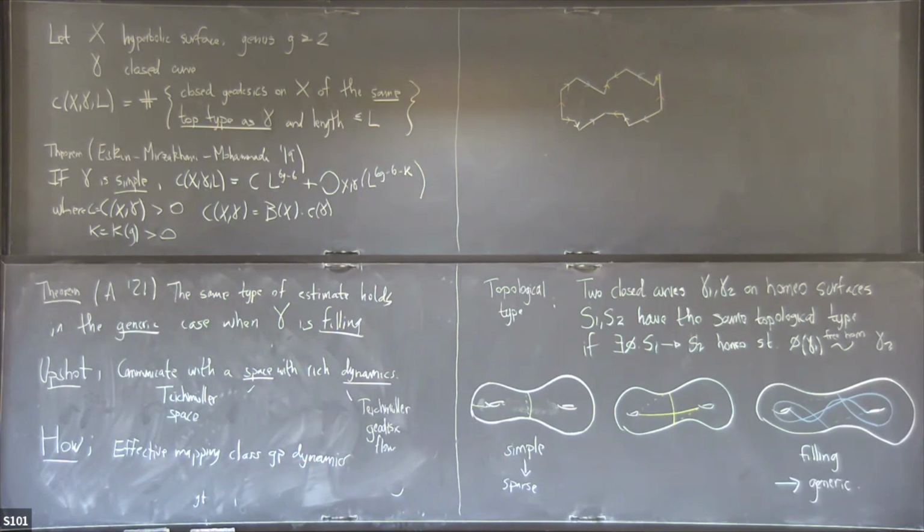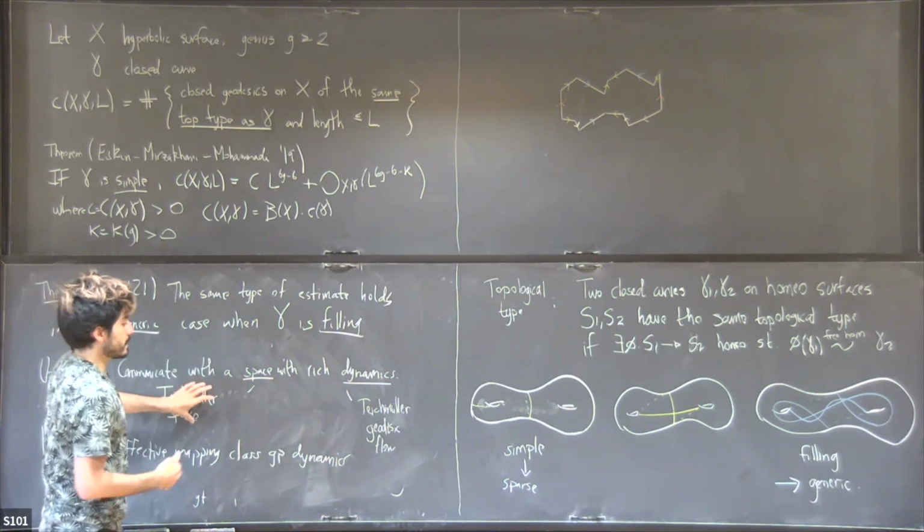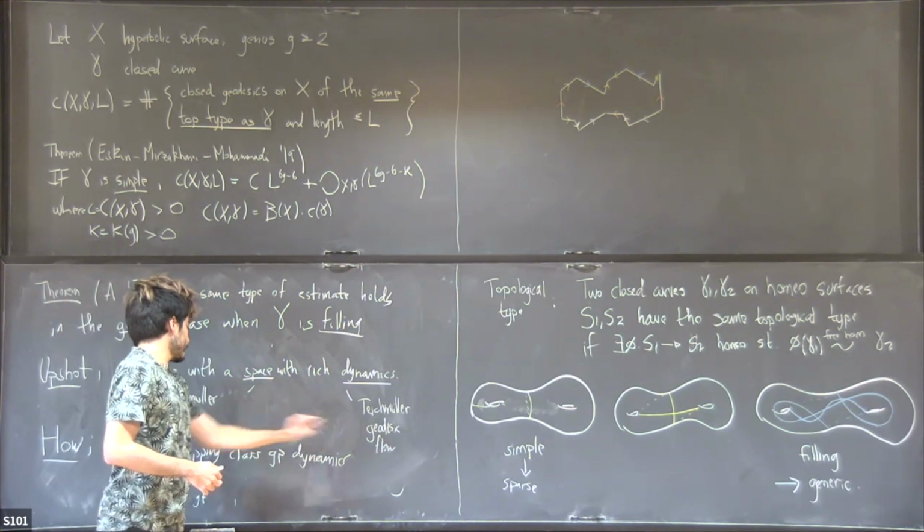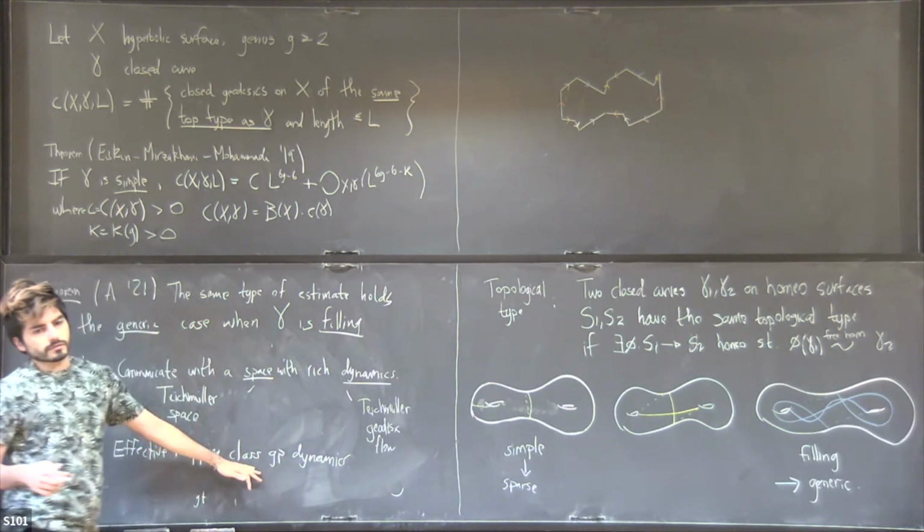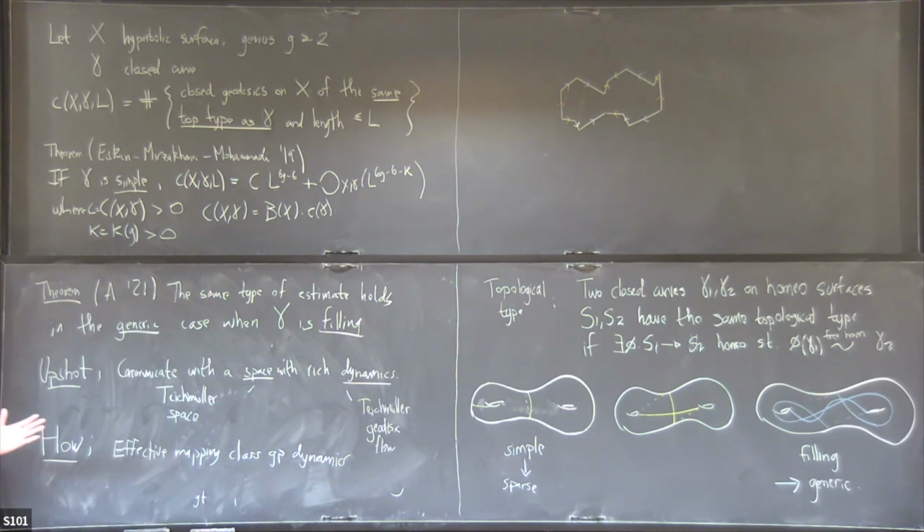And what I want to do now is explain what point of view I want to take on Teichmüller space. I'll tell you a bit about the Teichmüller geodesic flow, and I'll focus mostly on what these set of words mean. What do I mean by having that kind of results?